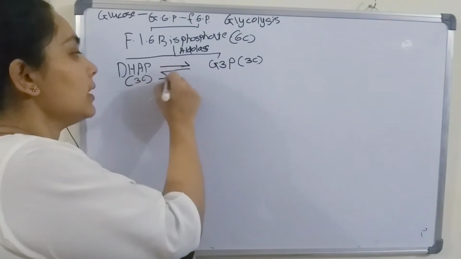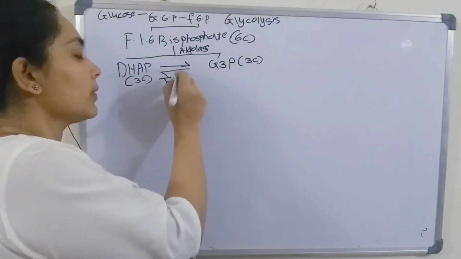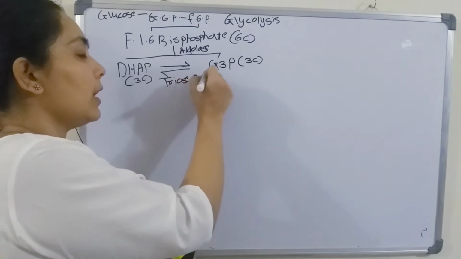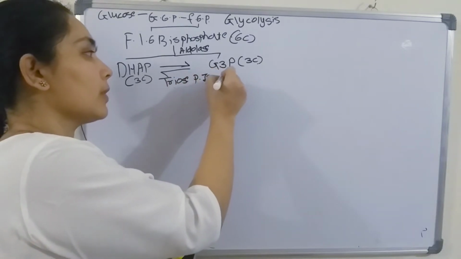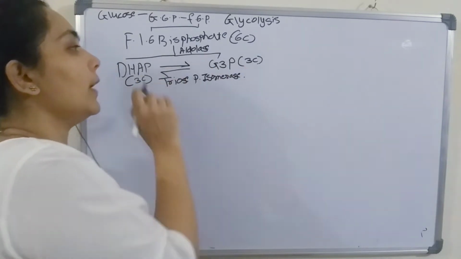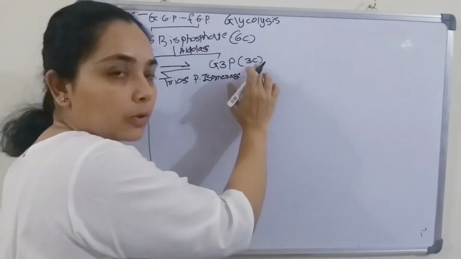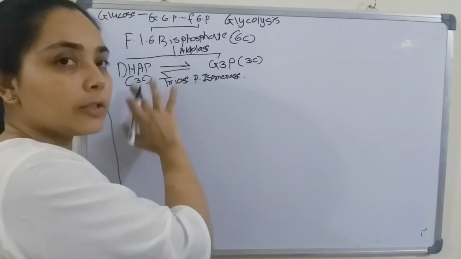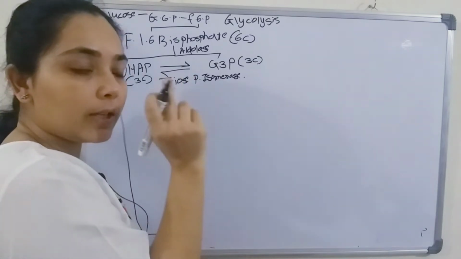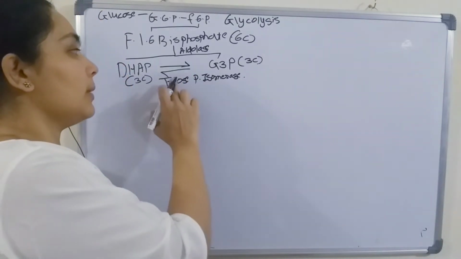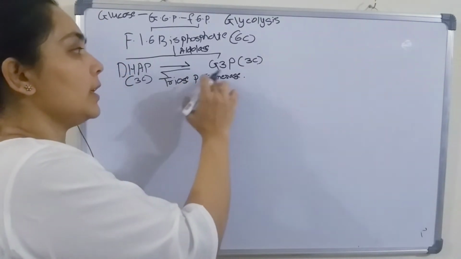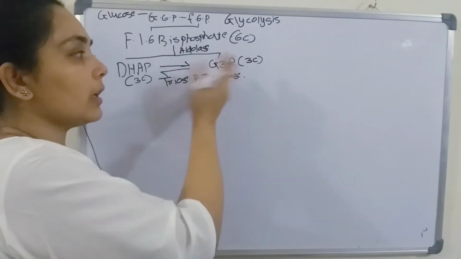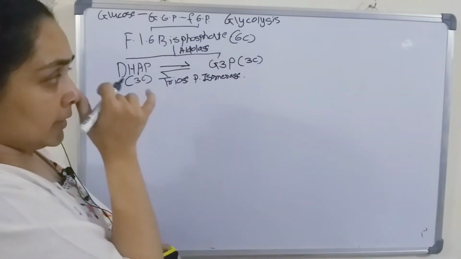The enzyme involved here is triose phosphate isomerase. Why triose? Because it is a 3 carbon compound. So triose having a phosphate group and isomerization takes place. So it is very easy to remember, the name of the enzyme is triose phosphate isomerase. 3 carbon compounds having the phosphate groups are interconvertible, therefore triose phosphate isomerase.